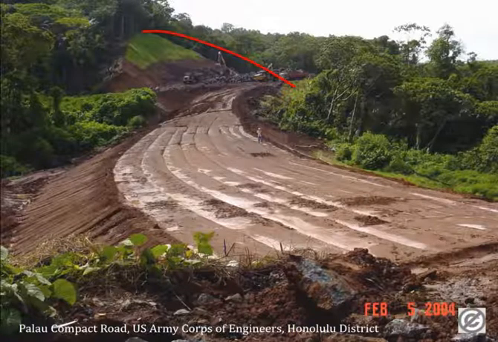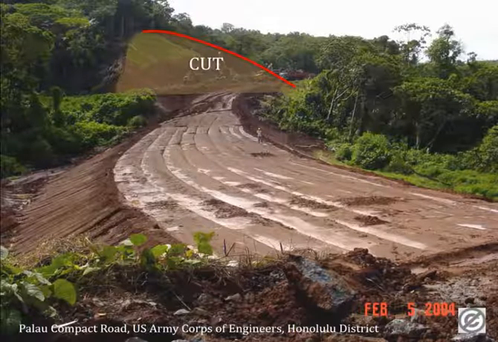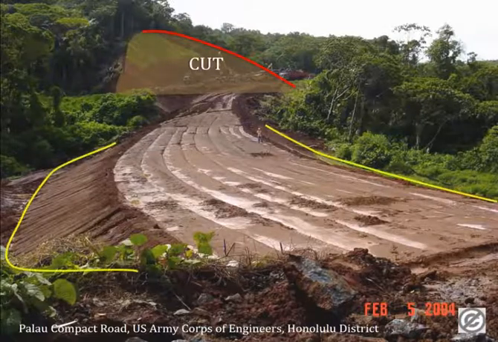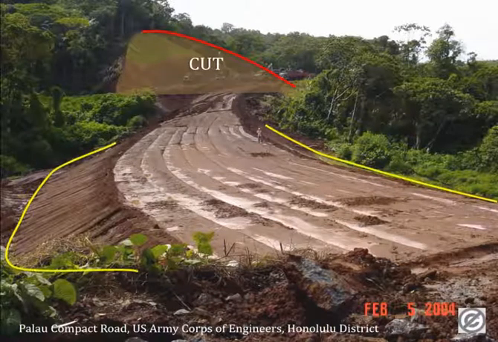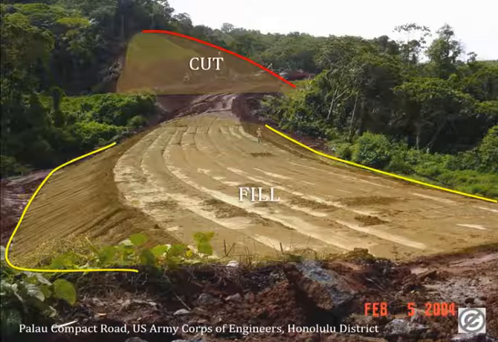The original ground surface was somewhere near this red line shown, and the soil beneath that has all been removed or cut from this area. Therefore, we call this area a cut area of the roadway. In the foreground, the original ground surface was much lower than the current roadway, as shown by these yellow lines. The soil has been placed in this area to raise the ground surface. We call this a fill area of the roadway.